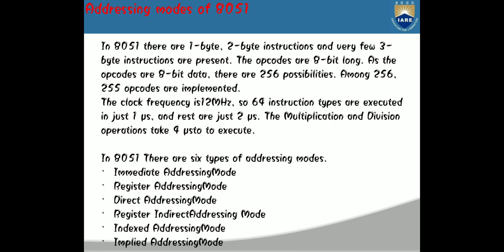The clock frequency is 12 MHz, so 64 instruction types are executed in just 1 microsecond and the rest take just 2 microseconds. The multiplication and division operations take 4 microseconds to execute. The addressing mode is a way to locate target data, which is also called the operand. The 8051 family of microcontrollers also allows several types of addressing modes for addressing the operands.